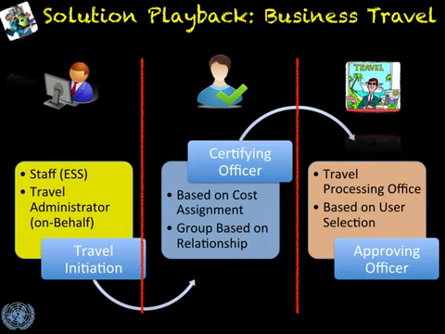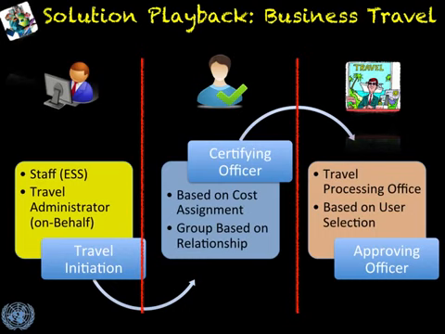The business travel creation can be either by the staff member using the ESS or by the travel administrator. And then, based on the cost assignment, the certifying officer is selected and the document is routed to him, and the certifying officer, upon approval, routes it to the travel processing office based on the user selection of the travel processing office for that particular travel request, who will act as an approving officer.